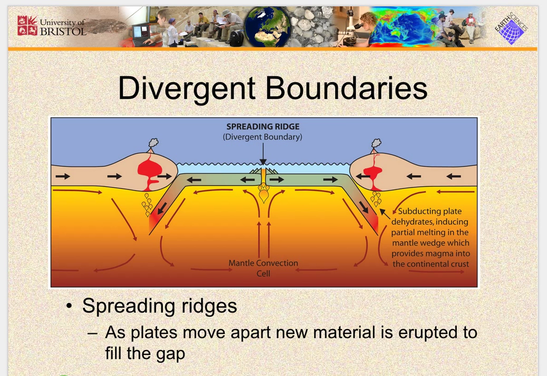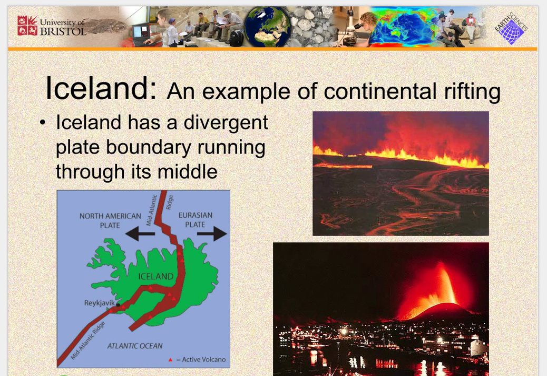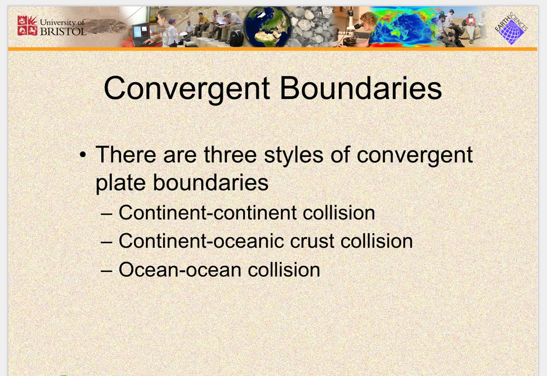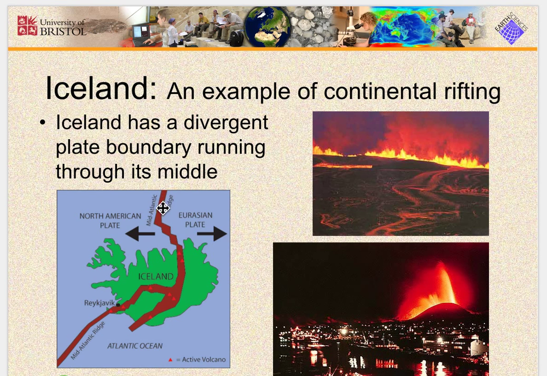So if you look at something like Iceland, it's an example of two divergent boundaries running through the middle, and it has produced giant volcanoes of magma coming up. And also, the fact that it's Iceland, the entire island, is because these two plates are moving apart from each other, and then the island is forming there.